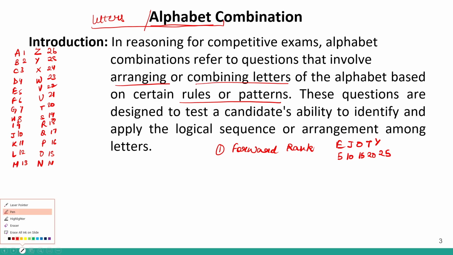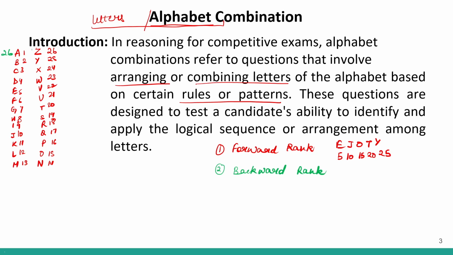Then we have a concept of backward ranks, correct? Similar concept, but now they are arranged in a decreasing order. Decreasing order means A will be 26 and Z will be 1. So now the numbers will be 1, 2, 3 up to 25 and 26. So this is the concept of backward ranks.